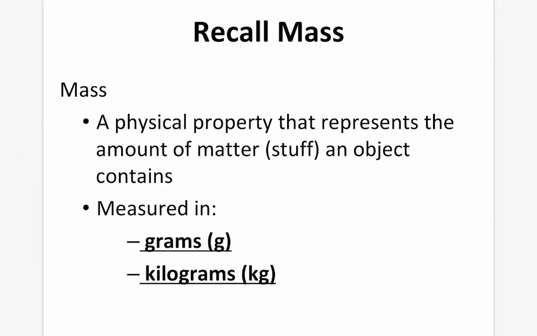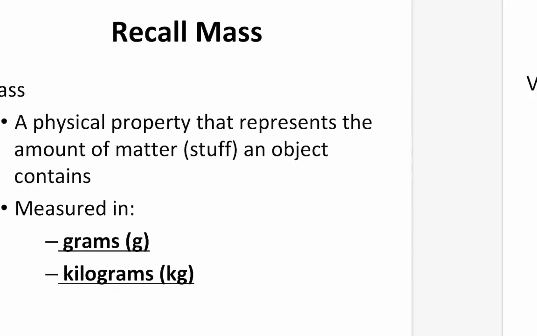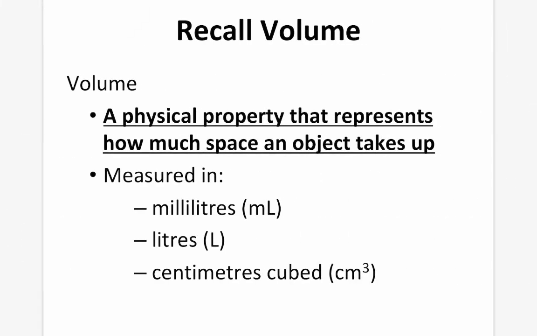So let's take a recall of mass. Mass is a physical property that represents the amount of matter, stuff, an object contains. We measure this in various quantities, but specifically we're going to use grams and kilograms in this lesson. Volume is another physical property. This represents the amount of space an object takes up. It's measured in things like milliliters, liters, centimeters cubed, etc.